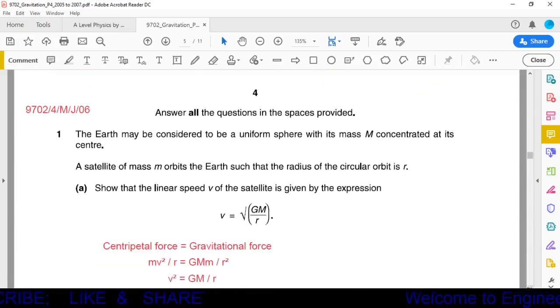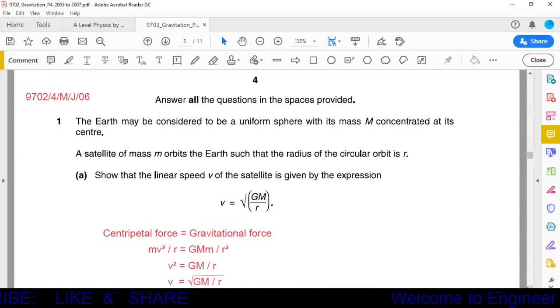Okay, next question. It is from May-June 2006 of paper 4. The Earth may be considered to be a uniform sphere with its mass M concentrated at its center. A satellite of mass m orbits the Earth such that the radius of the circular orbit is r. Show that the linear speed v of the satellite is given by the expression v = √(GM/r). Okay. Now the satellite is moving around the Earth.